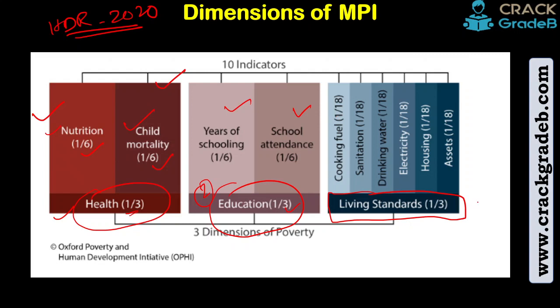In the same way, standard of living is the third broad indicator. It again has one third of the weightage. This is divided into six parts: cooking fuel, sanitation, drinking water, electricity, housing, and assets. This may confuse a bit, but you should know that there are 10 indicators in total, divided among three major parts: health, education, and standard of living.